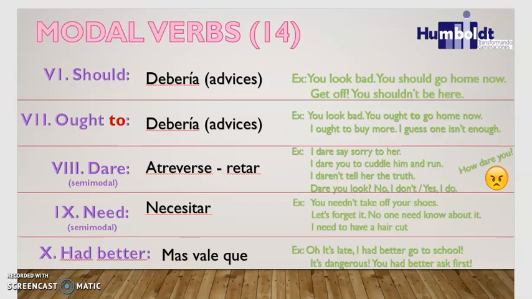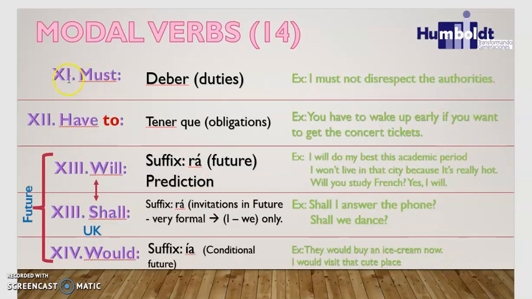We continue with the other modal verbs. The number 11 is must. That means deber for duties. Duties is deberes. So an example is I must not disrespect the authorities. Yo no debo irrespetar a las autoridades. Remember that this must is used for citizen issues when you're a student, a worker, a son or daughter of your parents. So it's used for all those duties that we have as a normal person in a society.